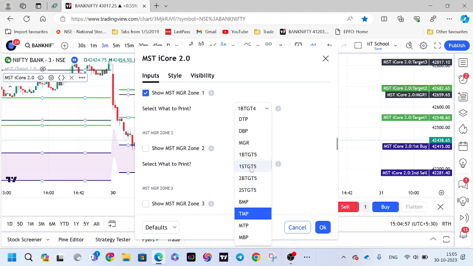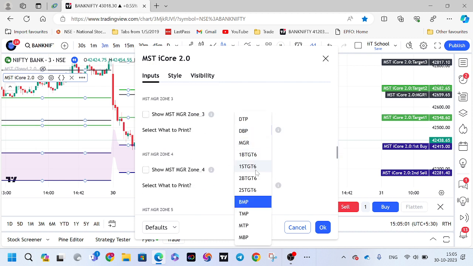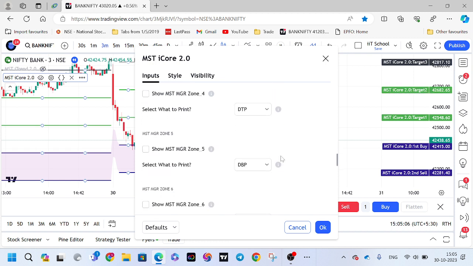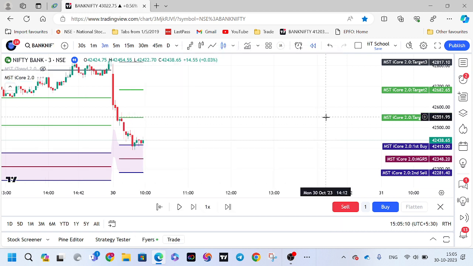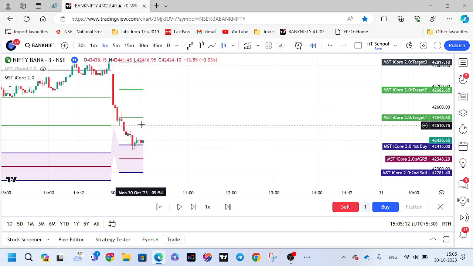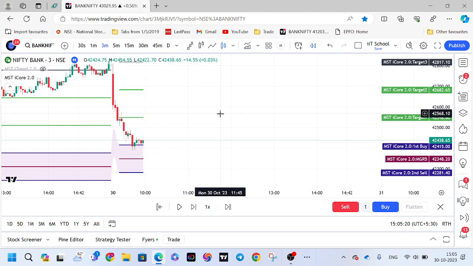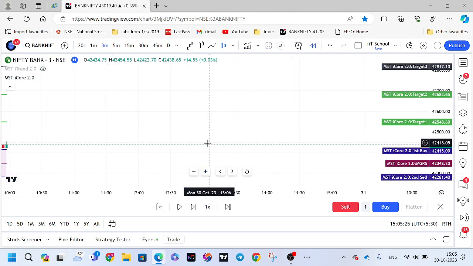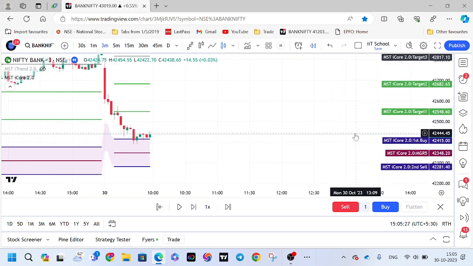If you want, you can extend the targets. By default there will be 3 targets. Suppose you want to capture the entire movement of the market: initially you take 3 lots. Book the first lot at the first target and revise the stop loss to cost, book the second lot at the second target and revise the stop loss to the first target, and book the third lot at the third target and exit from the market. This is how you can get the exact movement of the market.